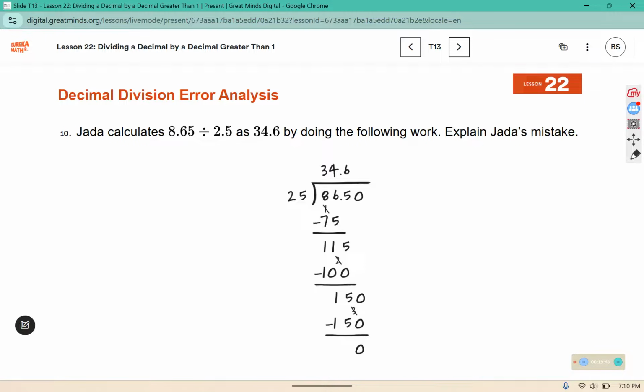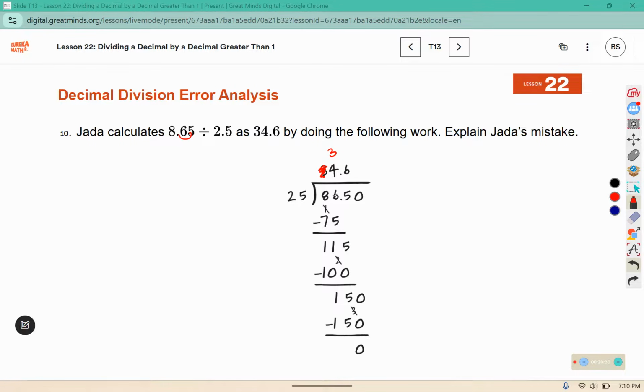Jada calculates 8.65 divided by 2.5 as 34.6 by doing the following work. Explain Jada's mistake. It looks like she moved this decimal to the right one spot and this decimal to the right one spot. So those are in the correct location. 25 times 3 is 75, but 25 doesn't fit into 8 3 times. It's into 86 3 times. So her 3 should be placed here instead of here.